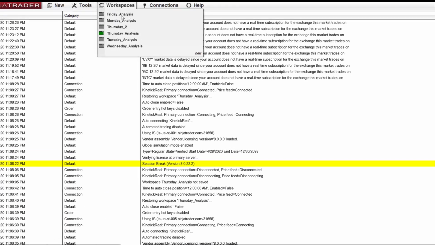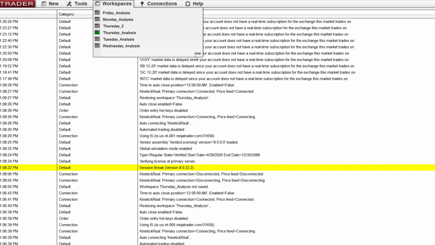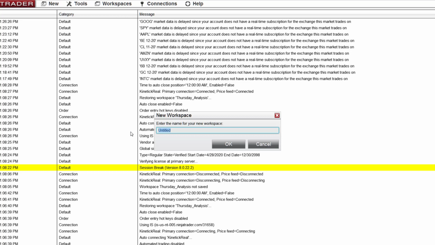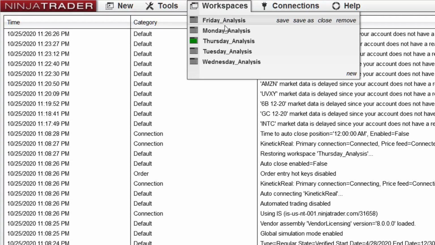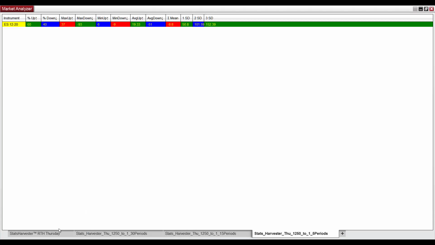You load your templates as I have done here. You then click on Workspaces, New, name your workspace, and click OK. So anytime I want to use these templates, which are built using Stats Harvester inputs, I just open the next day's workspace and everything is ready for me. This way, I can get my trading research homework for the next trading day done in less than 30 minutes.